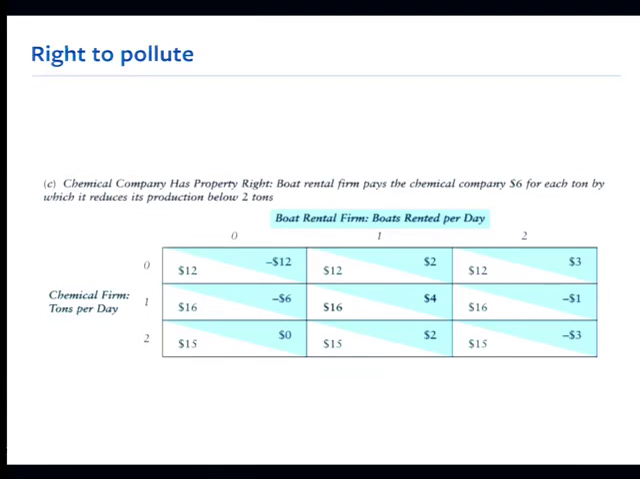But what you've switched here is the within-table split of who gets how much by the boat company paying the chemical company $6 for pollution. You could assign the property right to the boat people, and then the chemical firm would pay the boat people, and you would get something very similar. Did that explain it? All right, excellent. Follow-up questions to this one, otherwise we'll take a new question.